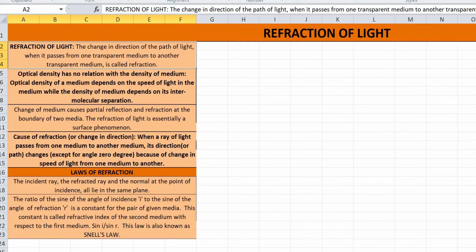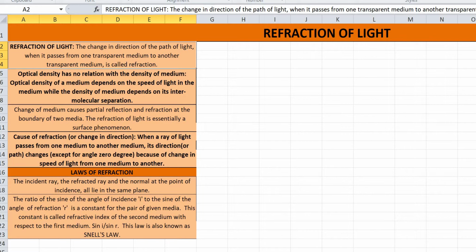Light travels with different speeds in different media. It travels faster in air than in water or in glass. The speed of light is 3 lakh kilometers per second in air, 2.25 lakh kilometers per second in water, 2 lakh kilometers per second in glass.